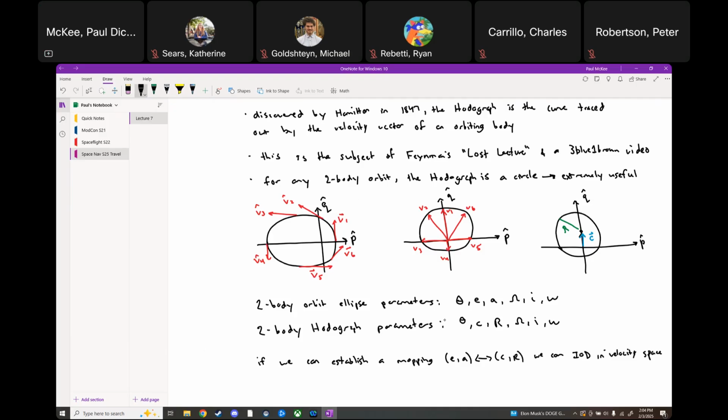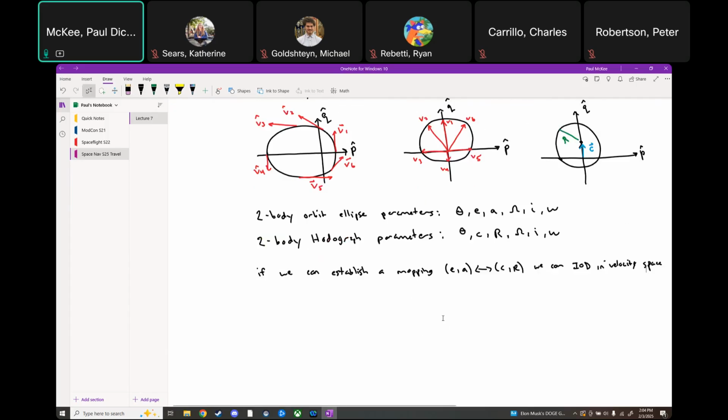So then the procedure, and hopefully this is starting to make some sense, right? If you've got three velocities, you can fit a circle to them. Somehow you can find your hodograph parameters. But then from there, if you know C and R, you can just cache those in for E and A, and now you've got your classic orbit elements, and then you're done, right? So let's make sure that this EA to CR relationship exists.